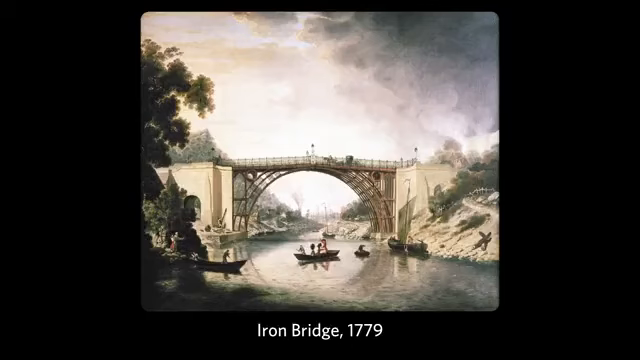In contrast, we have the iron bridge, the first bridge designed of iron, and iron is strong in both tension and compression. The iron bridge spans about 100 feet. Now 100 feet today is not very long, especially if we compare it to, for example, the Golden Gate Bridge at 4,200 feet. But back then it was a very long span. It was designed in 1779 by Abraham Darby III.